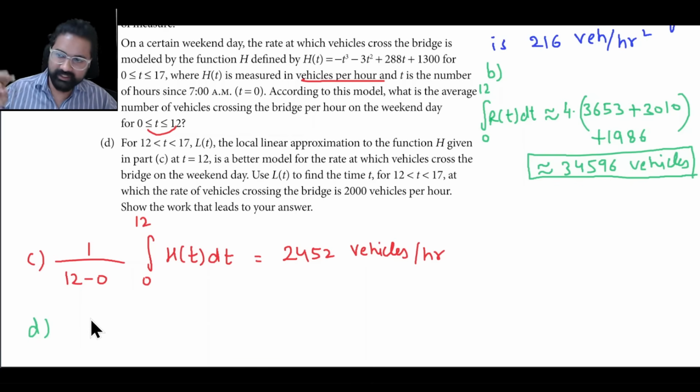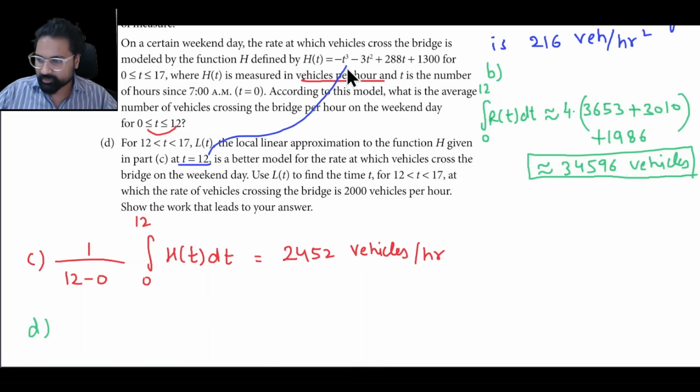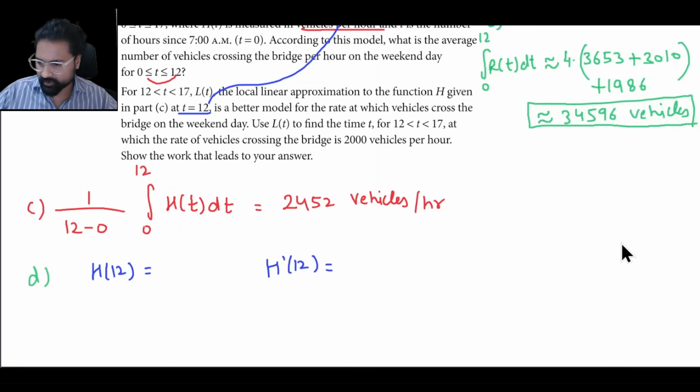So L of t needs two things. One is the slope at this point and the y value at this point, so that I can use the point slope form. Y value is pretty straightforward. I'm just going to plug in this entire thing over here using calculators. So h of 12 is going to be the y value, which I will find using Desmos. And h prime of 12 is going to be the slope. Right? I hope this is clear.